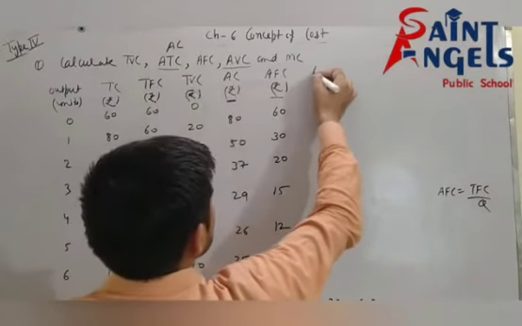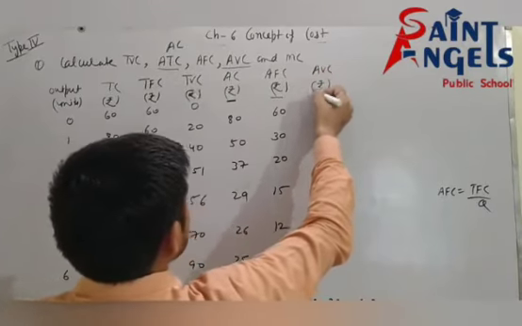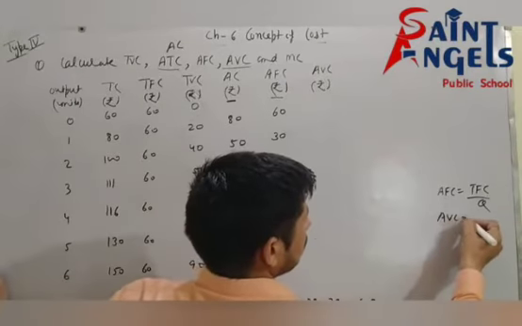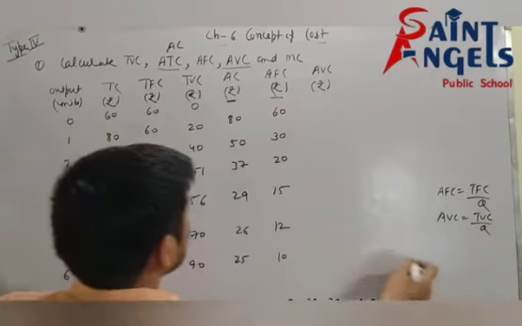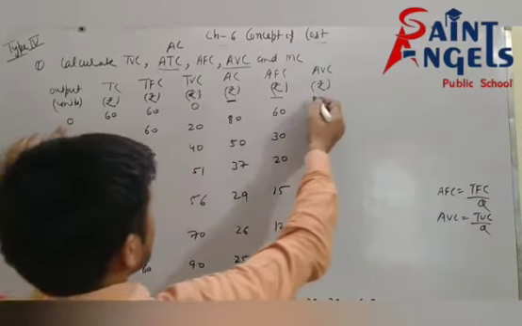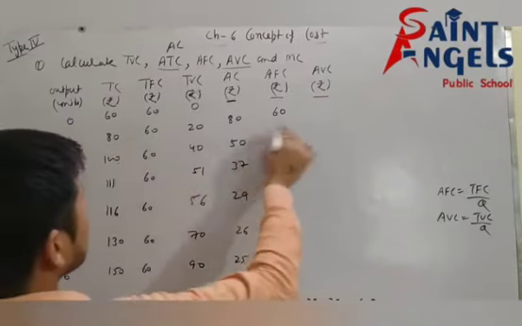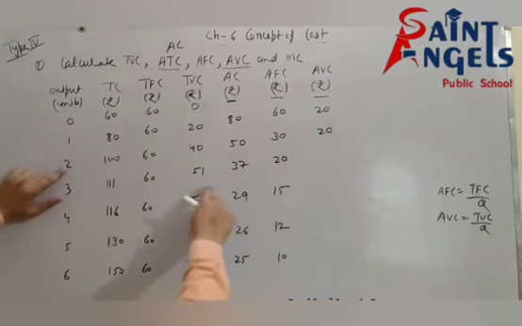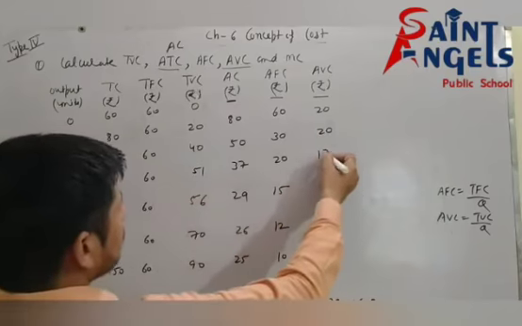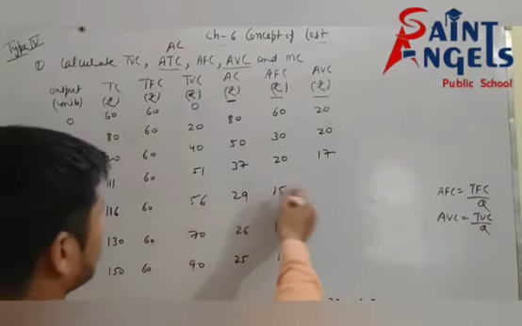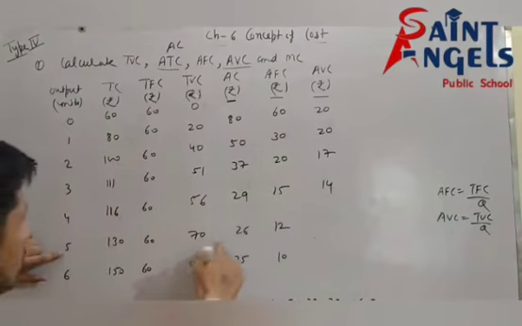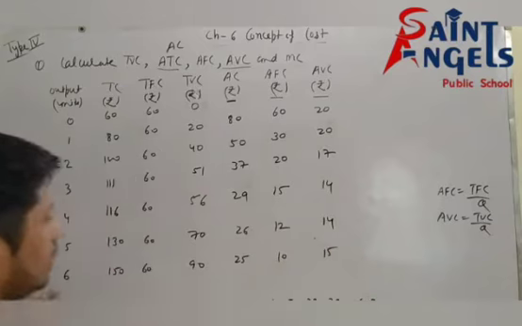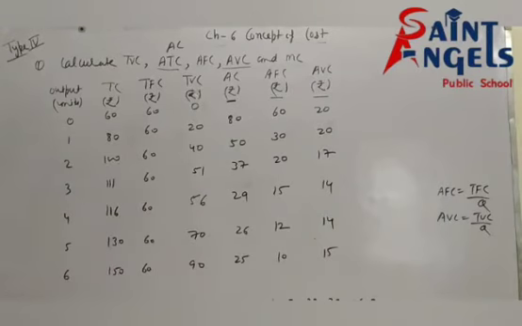Now calculate AVC. See, TVC is here, Q is here, so I will use AVC is equal to TVC divided by Q. Now this will also be dash, 20, 20, 17, 14, 14, 15. Again, all of you have understood now.